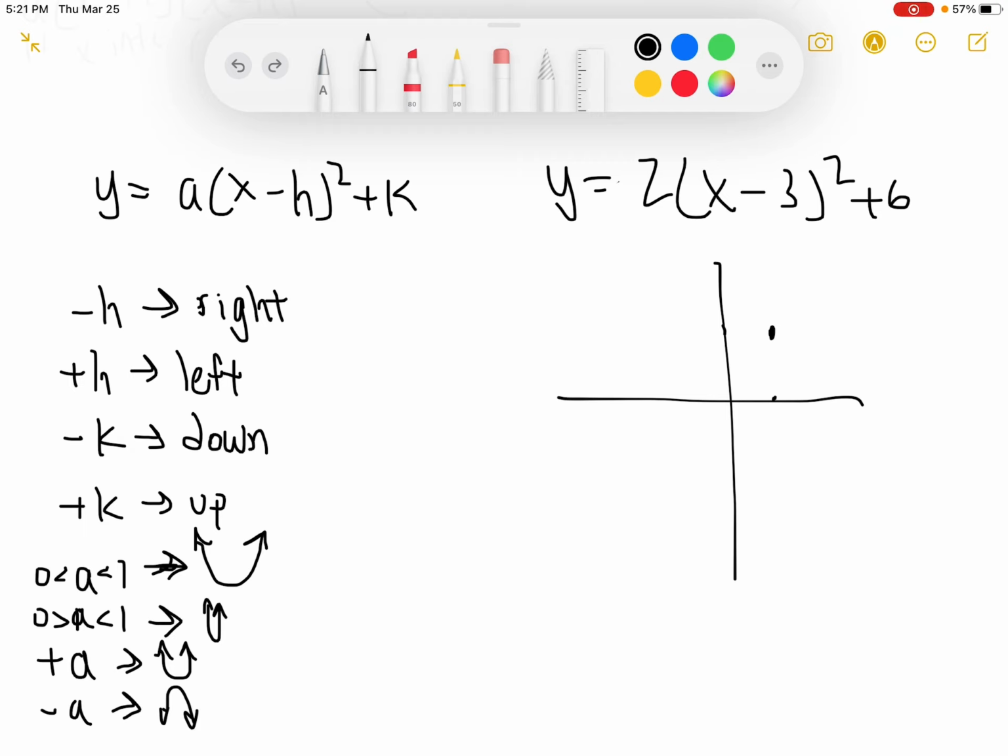So, is a in between 0 and 1, or is it less than 0 or greater than 1? It's greater than 1, so that means it's going to be more put together. So it would be something along the lines of this. So that's basically how you use transformations to know how a graph would look in vertex form.